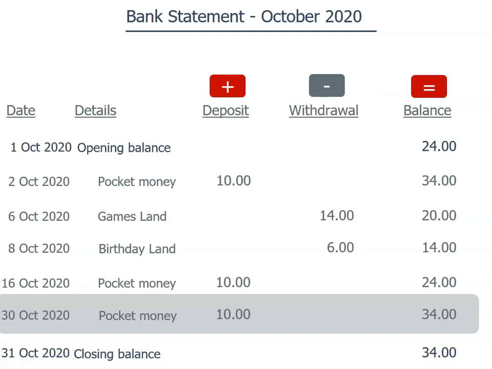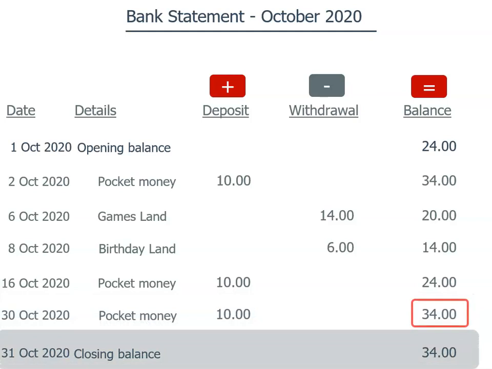Now, at the end of the month, we need to know the closing balance. So we just look at the last balance, and that is $34.